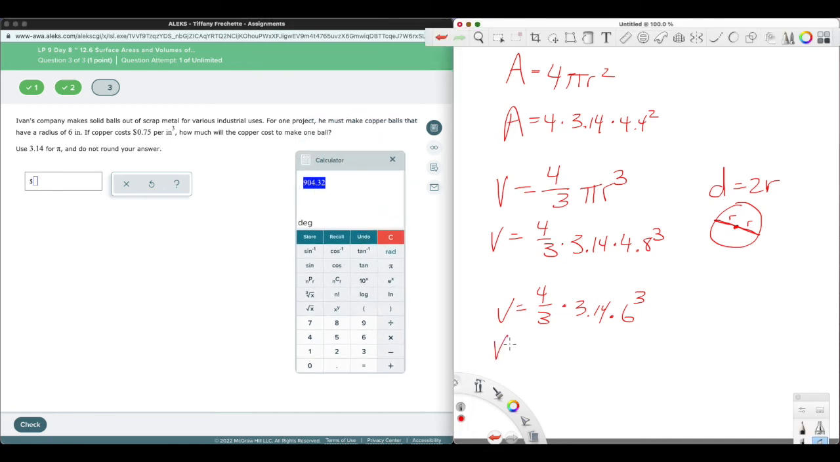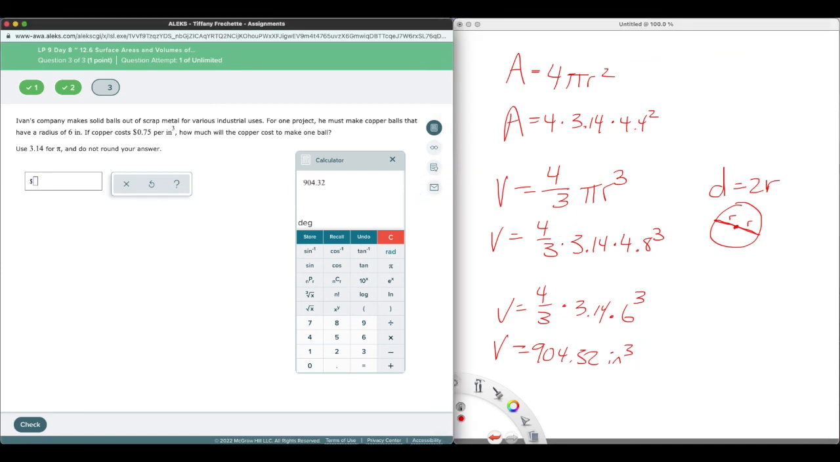so to make one of the copper balls, just one of them, it's going to be 904.32 inches cubed. Okay, so this is just to make one. And for each one of those inches cubed, it costs 75 cents. Oh, why is it beeping at me here? So I want to go times 0.75. It helps if I type it in right, because it's each. All right, so it's going to cost $678.24. That's a pretty decent amount of money.